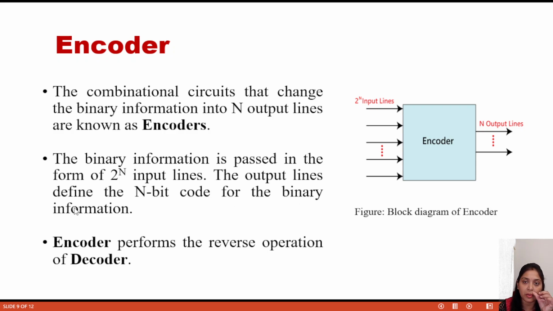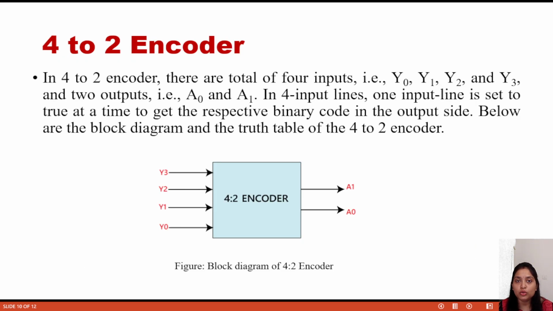So this is actually the combinational circuit that changes the binary information into n output lines, known as an encoder. Here binary information is passed in the form of 2 to the power n lines. This is a block diagram. Here binary input passes through the 2 to the power n lines and the output will be n outputs. Okay, so this is the encoder. Now 4 to 2 encoder. A 4 to 2 encoder means there are 4 inputs, that means y0, y1, y2, y3 and 2 outputs a0 and a1. All these things are already written, just go through it.